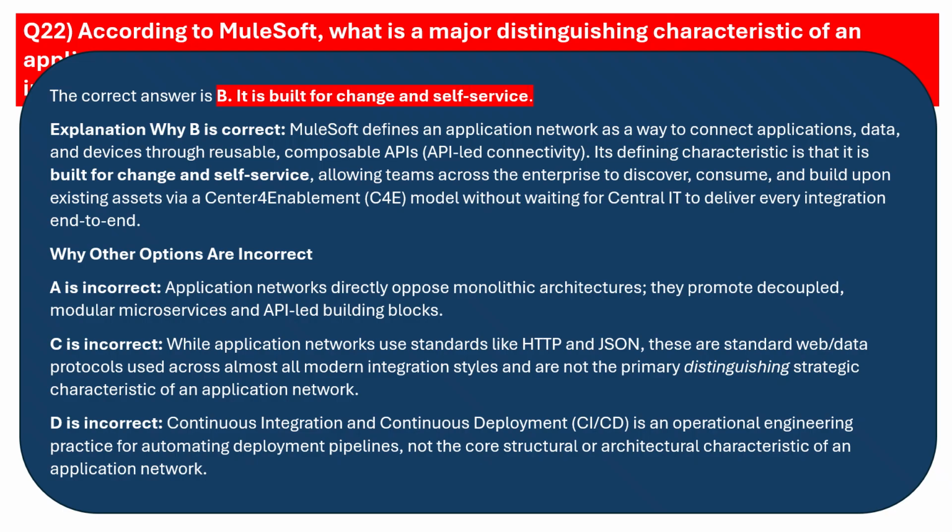Why other options are incorrect? A is incorrect. Application networks directly oppose monolithic architectures. They promote decoupled, modular microservices and API-led building blocks. C is incorrect. While application networks use standards like HTTP and JSON, these are standard web/data protocols used across almost all modern integration styles and are not the primary distinguishing strategic characteristic of an application network. D is incorrect. Continuous integration and continuous deployment, CI/CD, is an operational engineering practice for automating deployment pipelines, not the core structural or architectural characteristic of an application network.